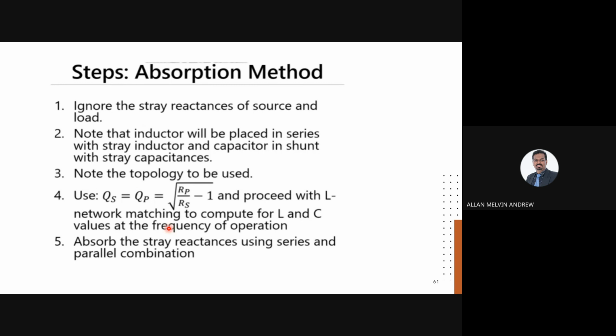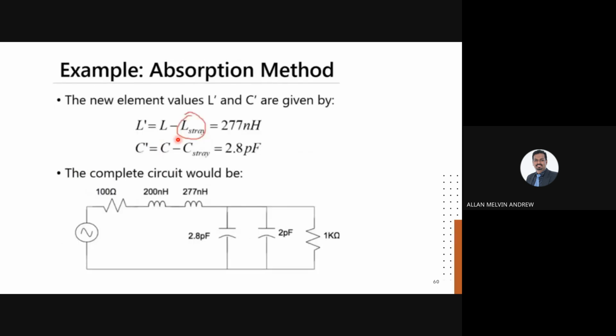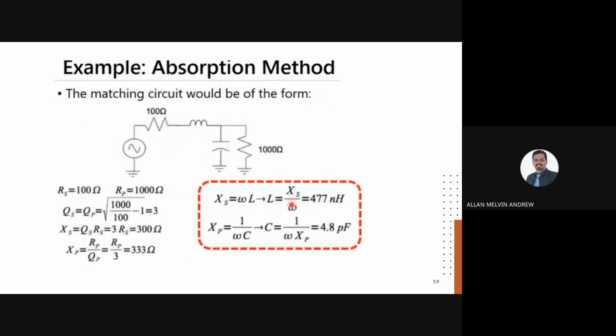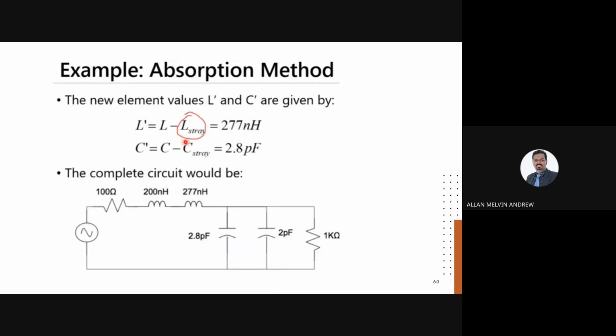So then these are some of the steps. Okay, so ignore the stray reactance of source and load. Note that inductors will be placed in series with the stray inductors. So you try to create the new inductors. How to create them? By subtracting from the actual L. So the actual value L is this, you minus the stray, so you can get this value. Okay, so here is 200, and here is 2 picofarad.